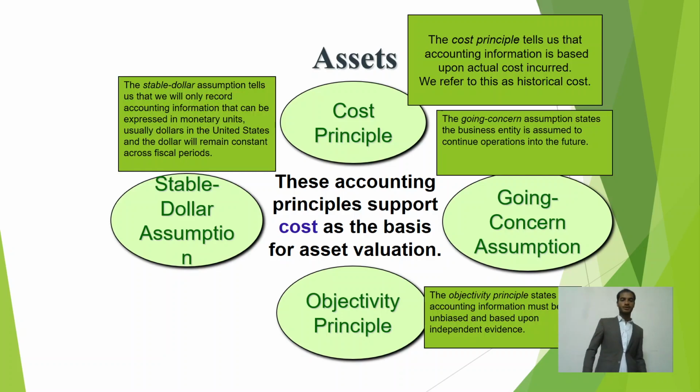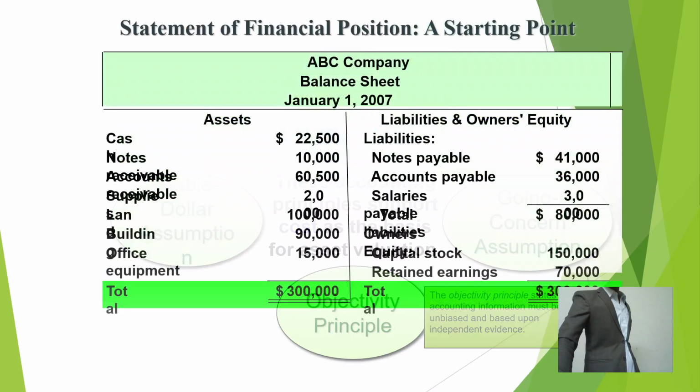The stable dollar assumption tells us that we will only record accounting information that can be expressed in monetary units, usually the dollar in the United States, and the dollar will remain constant across fiscal periods. Fiscal period means an annual period.